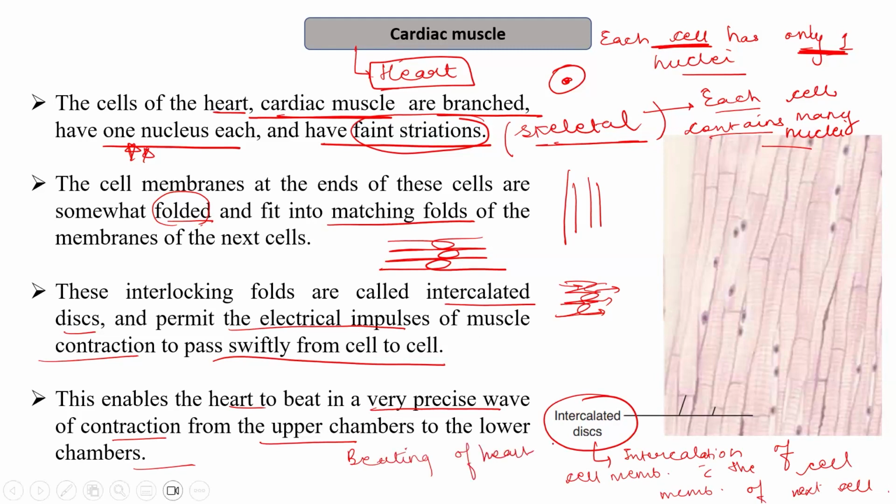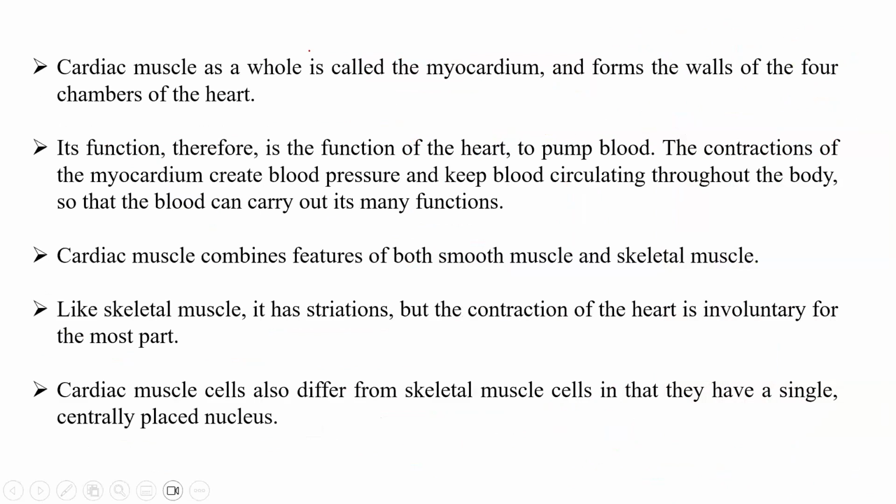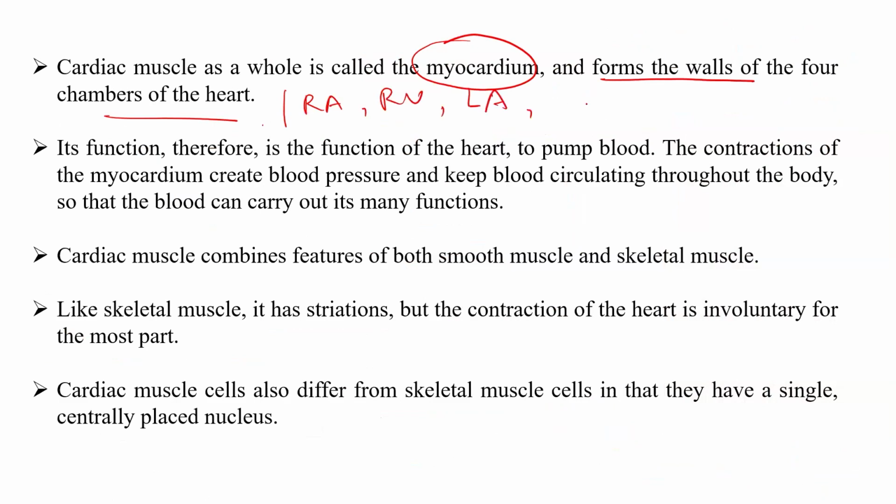Fine. So cardiac muscle as a whole is called the myocardium and it forms the walls of the 4 chambers of the heart. So we have 4 chambers: right auricle, right ventricle, left auricle, and left ventricle. So it helps in forming the muscles of the 4 chambers of the heart and it is known as the myocardium. Its function, therefore, is the function of the heart to pump the blood.